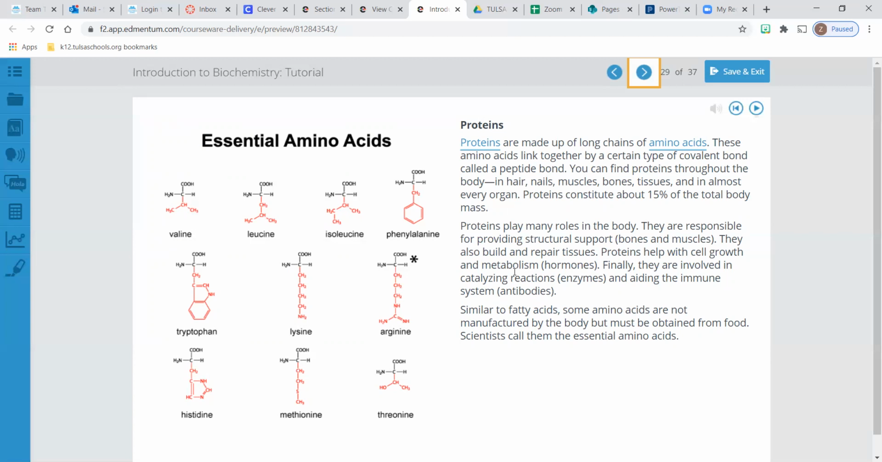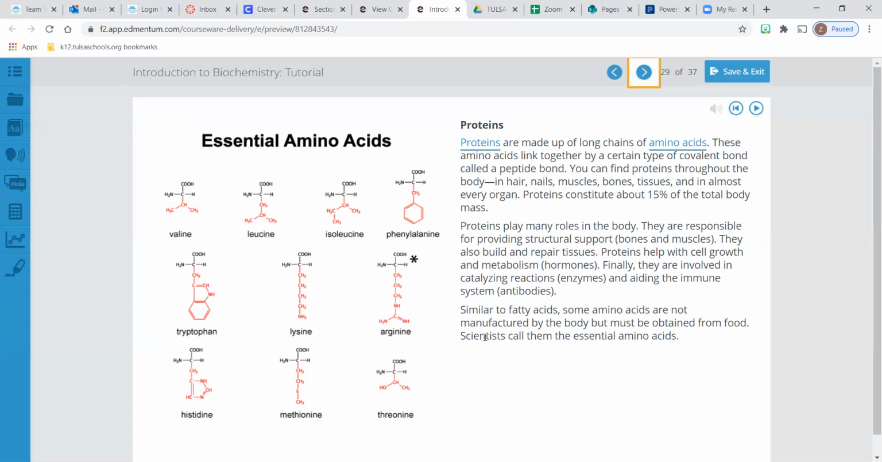And these proteins play many roles throughout the body. They're responsible for providing structural support, bones and muscle. They can build and repair tissues. They help with cell growth and your metabolism in the form of hormones. Finally, they are involved in catalyzing reactions, enzymes. And when you get sick, your immune system produces antibodies.